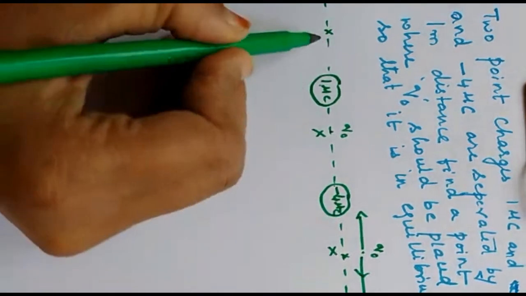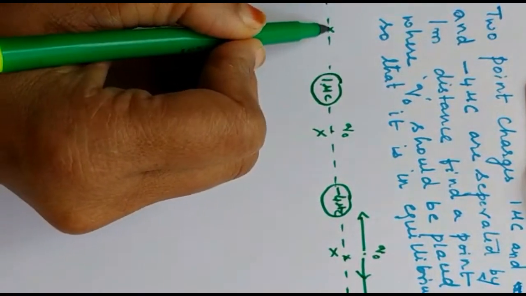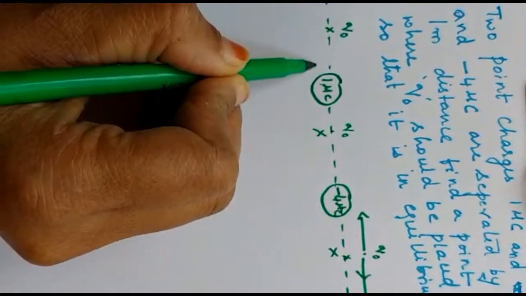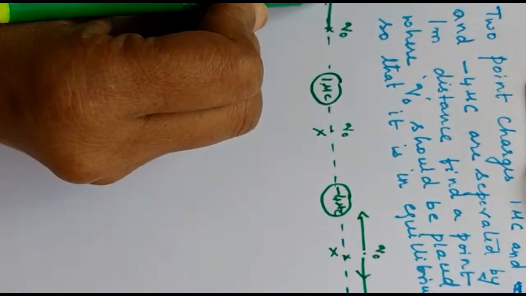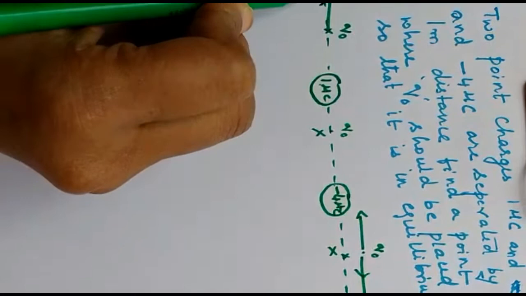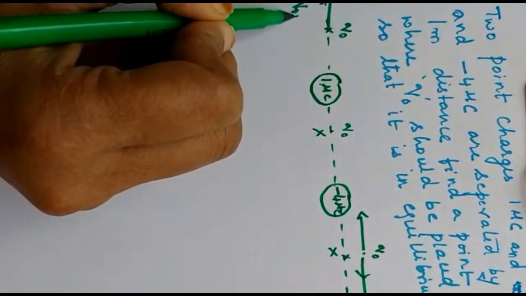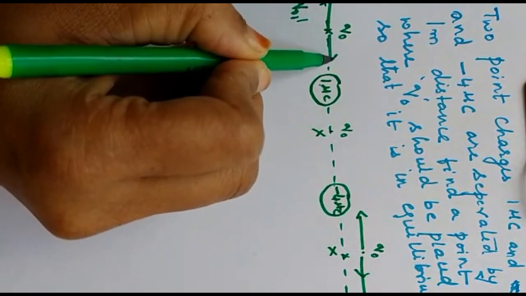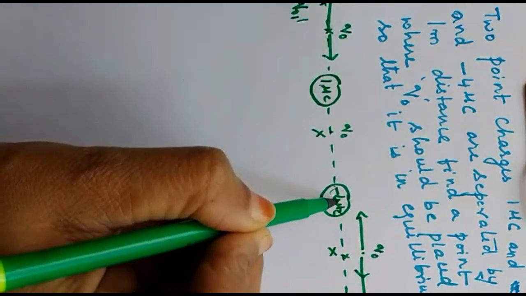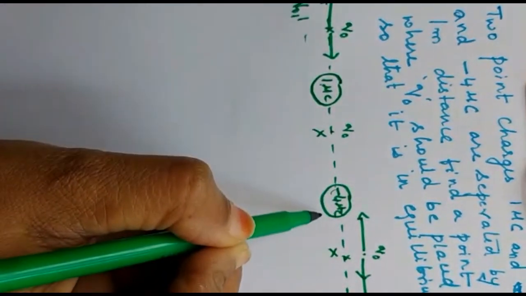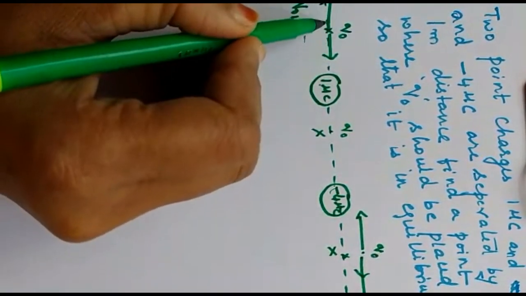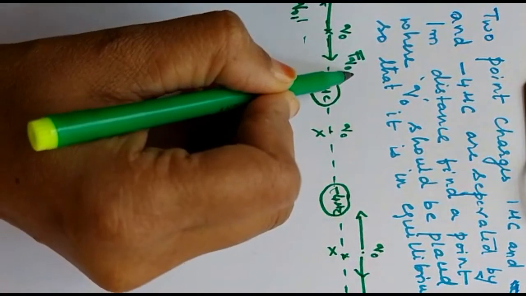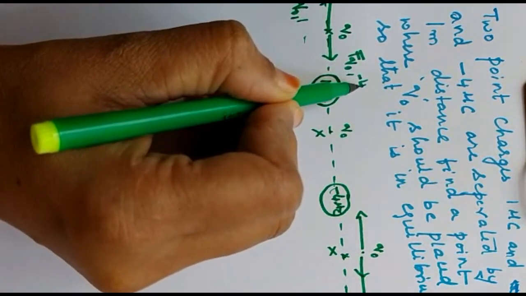So the left out option is this point. Now let us see. If you keep a charge Q naught here, due to 1 microcoulomb there is a force of repulsion. This is the force on Q naught due to 1. And due to minus 4, there is a force of attraction. Magnitude is more, distance is also more. So the possibility of balancing is possible. So this is the force experienced by Q naught due to minus 4 microcoulomb.